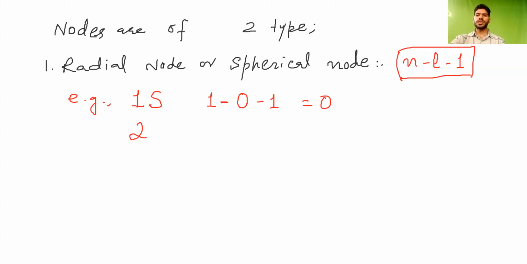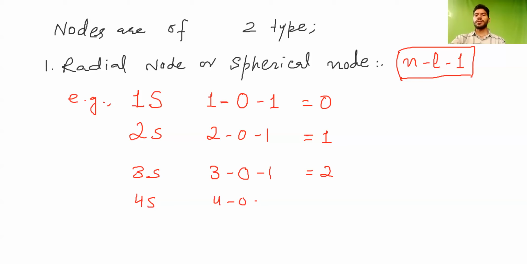But if we just talk of 2s, that is 2 minus 0 minus 1. So that's 1. So there is one radial node or spherical node. In case of 3s, what will be the radial nodes? How many? That is 3 minus 0 minus 1. So that's here 2. And in case of 4s, there will be a total of 3 spherical nodes.